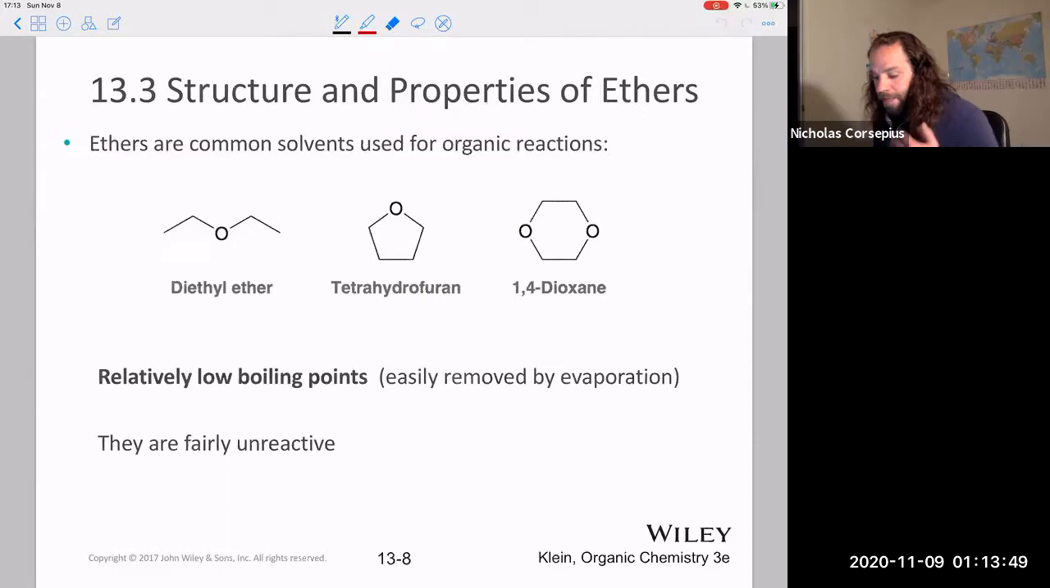Because of their relatively low boiling point, ethers are really good solvents for organic reactions. And what makes them good is that they're going to be easy to remove, right? Having that low boiling point means that you can sort of boil it off and then you're left with what you want. They're also fairly unreactive. We're going to see that ethers don't really have many reactions that are associated with them. Most of the reactions we're going to talk about are ways to prepare ethers, not things that we can do with ethers.